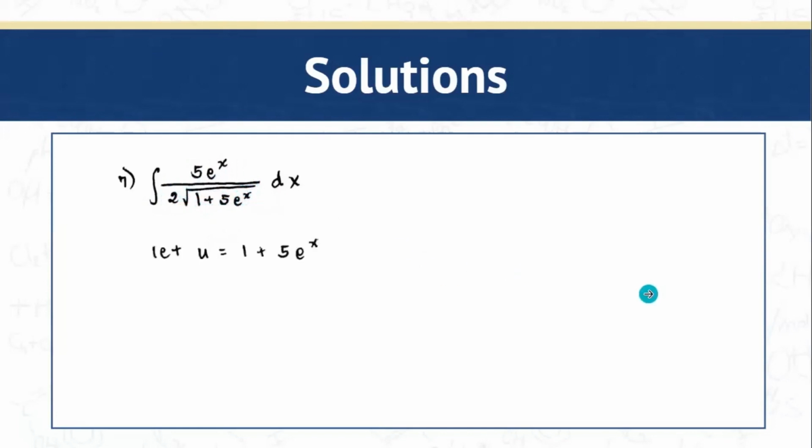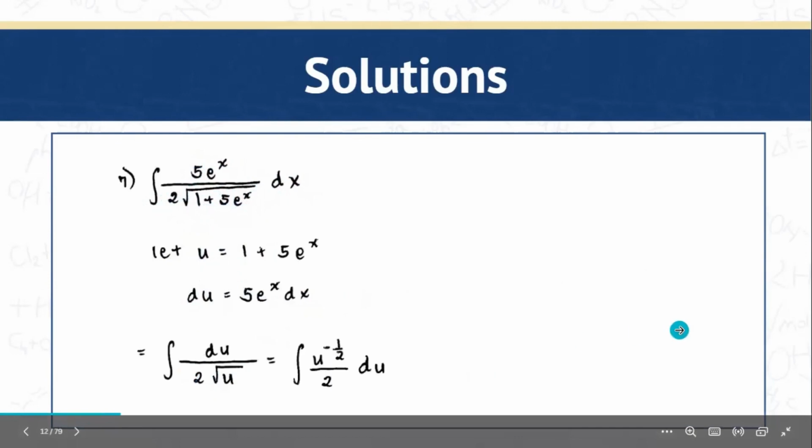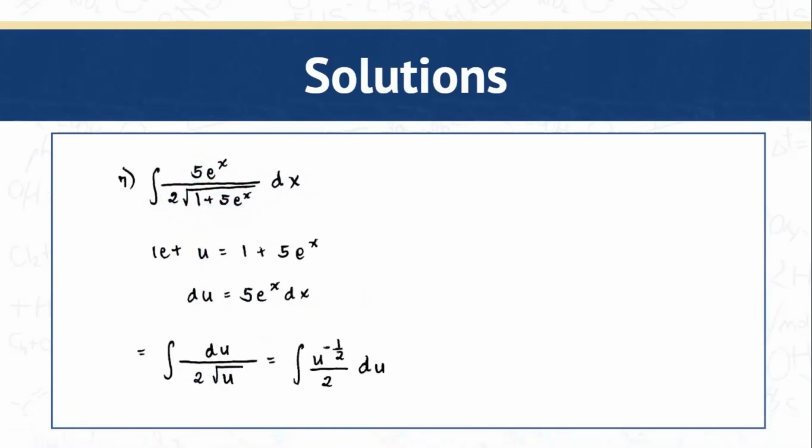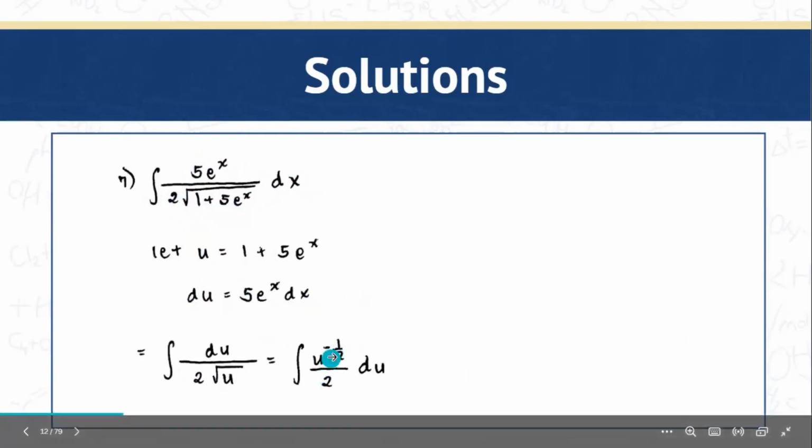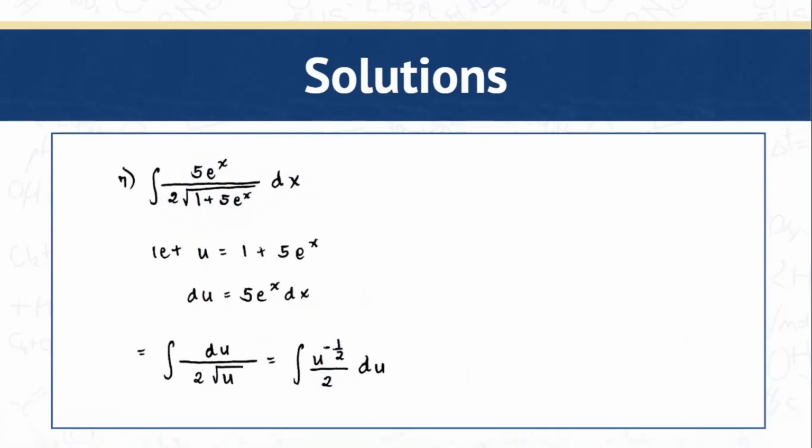So u equals 1 plus 5 e raised to x. And then solving for du would be equal to the derivative of this times dx, so 5 e raised to x dx. And then substituting u and du into the given, 5 e raised to x dx is equal to du, so the numerator would just be du. And then 2 times the square root of this whole thing, 1 plus 5 e raised to x, is equal to u, so over 2 square root of u. And just rewriting that, we'll have the integral of u raised to negative 1/2 over 2 du. And then this one, we can solve through using the power rule.